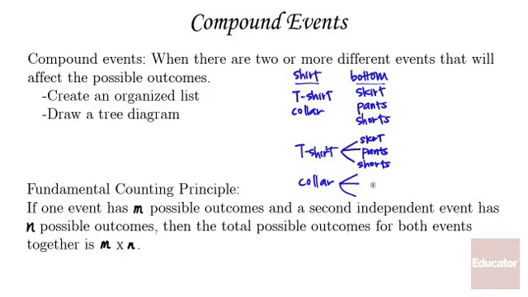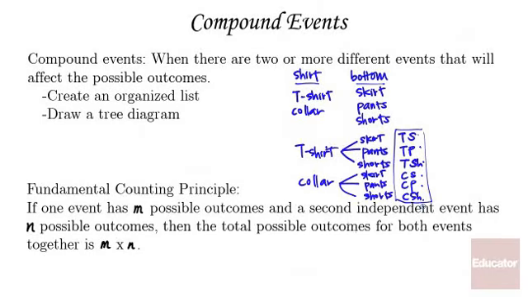So then skirt, pants, and then shorts. So the t-shirt with the skirt is one option, t-shirt with the pants, and then t-shirt with the shorts. Then collar shirt with the skirt, collar shirt with the pants, and then collar shirt with the shorts would be your other options. So in total we have 6 possible outcomes. That's a tree diagram.